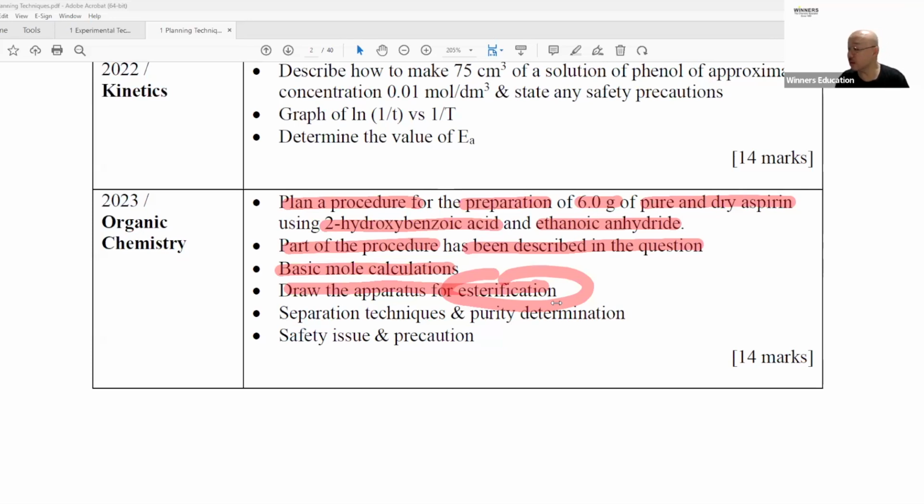Acyl chloride, don't use acyl chloride. So not acyl chloride, very reactive. So we don't do it through that route. Through your normal route, which is use your catalyst. Also going to revise all this.